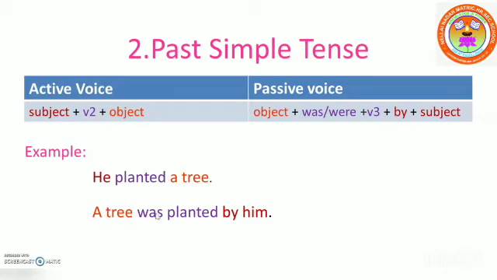So we use the singular be verb was. And then the third form of the verb, planted. Then we use the preposition by and then the subject. Here also the pronoun he is changed into him.